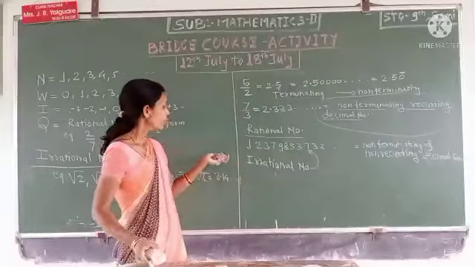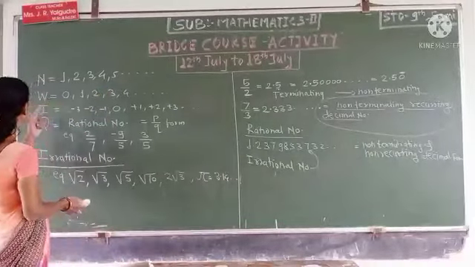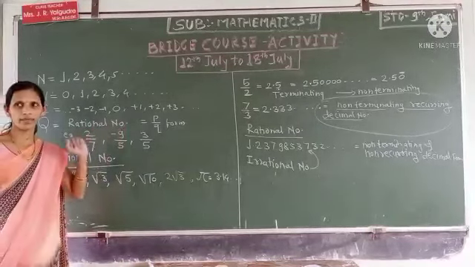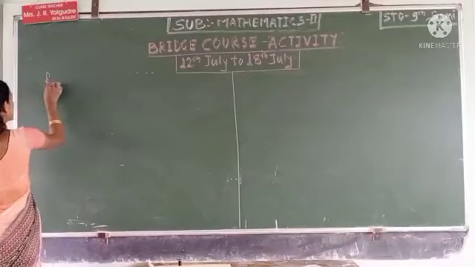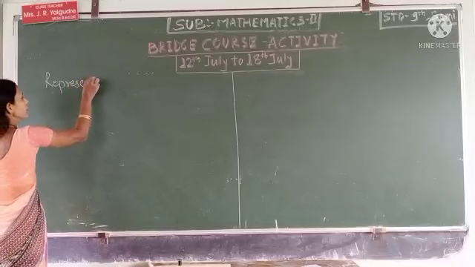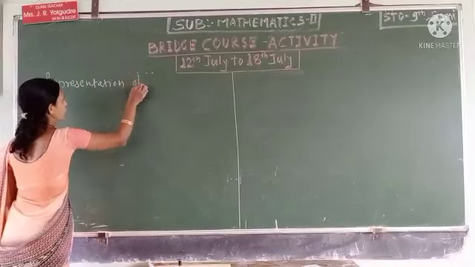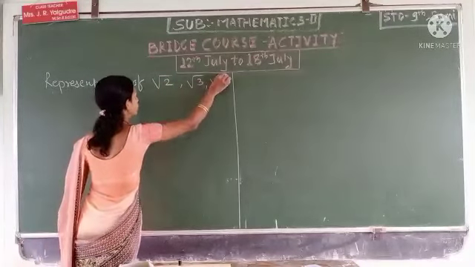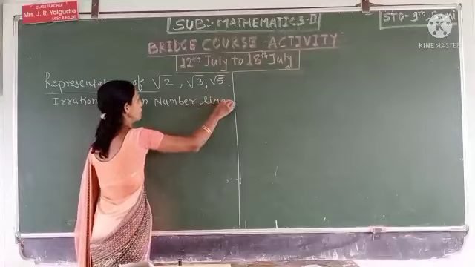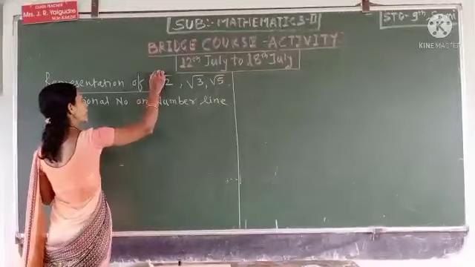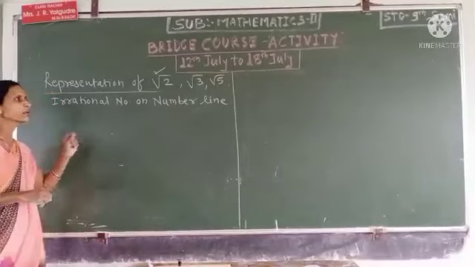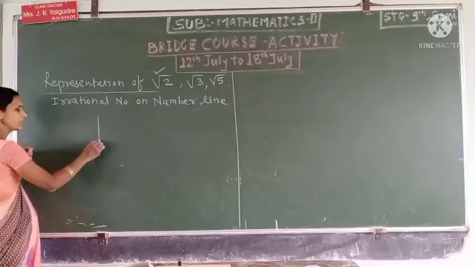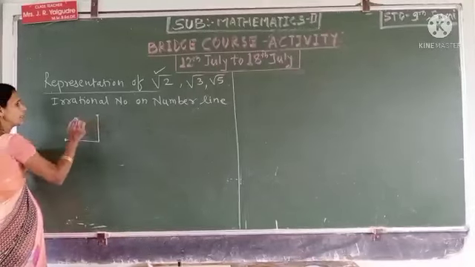Then the next concept is that we can represent all those numbers on the number line. See here, the representation of one of the irrational numbers, that is root 2 or root 3, root 5, on the number line. Taking one example of an irrational number, that is root 2, root 2 can be represented on the number line. See here.